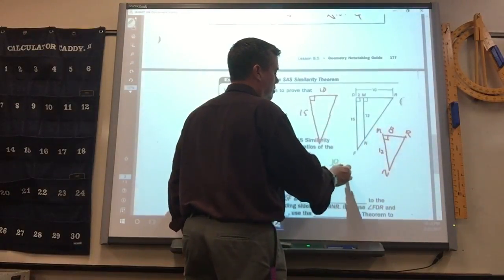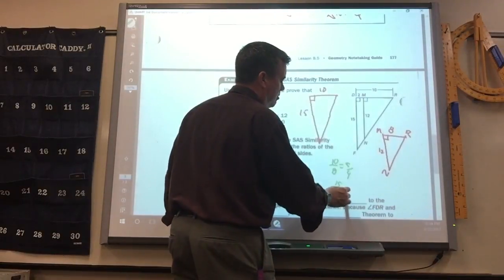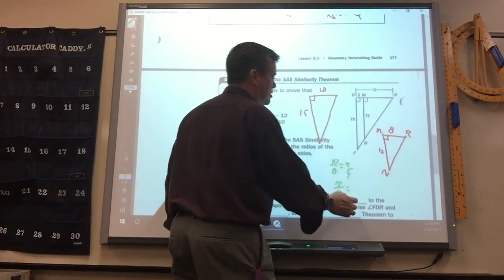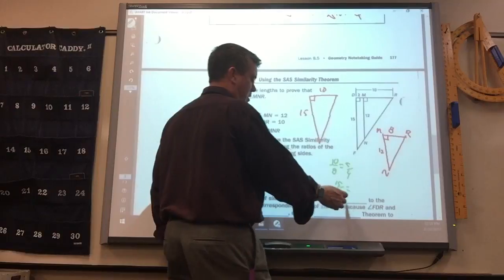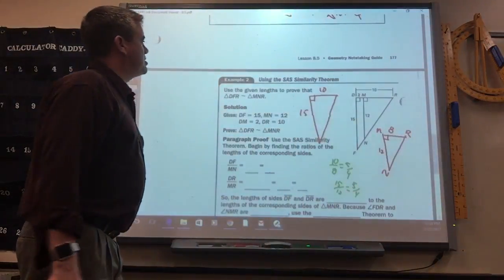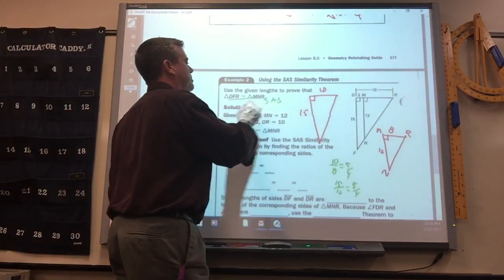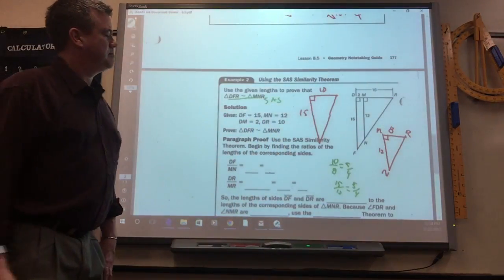which is 5/4, and this is 15 to 12, which you can divide them both by 3 and you get 5/4. So they are similar. So the reason is just SAS. They already put the similarity statement right there.